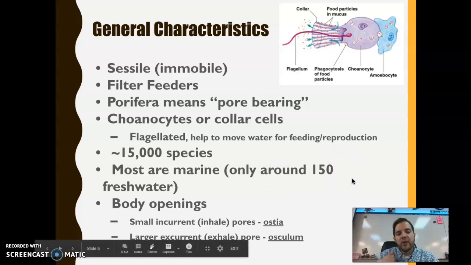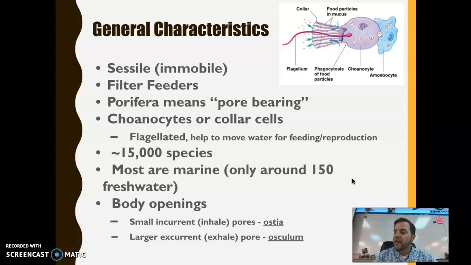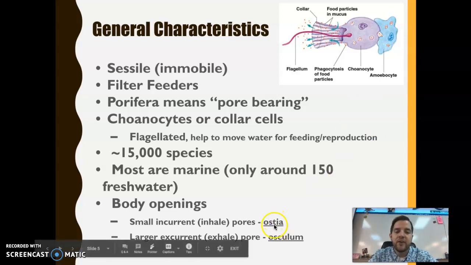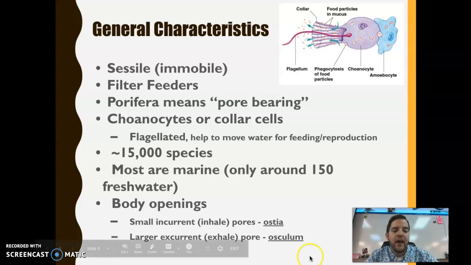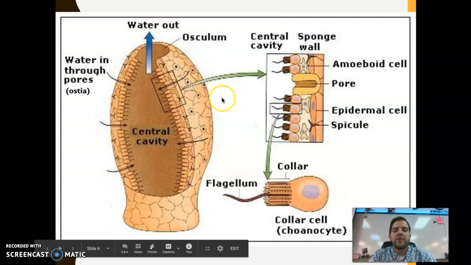The incurrent is the inhale, essentially the bringing in of the water. The excurrent is the exhale, or the exiting of the water. So inhale is ostia, and there is an I in ostia, so that's a good way to remember. Ostia means it's coming in because there's an I. Osculum, it's going out. So here's a diagram of how that looks.